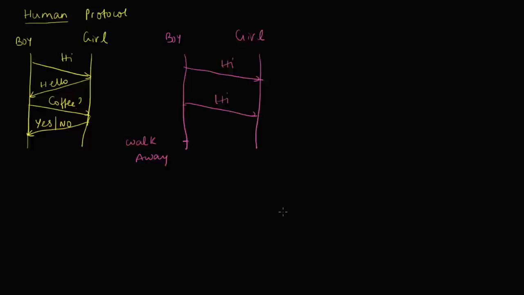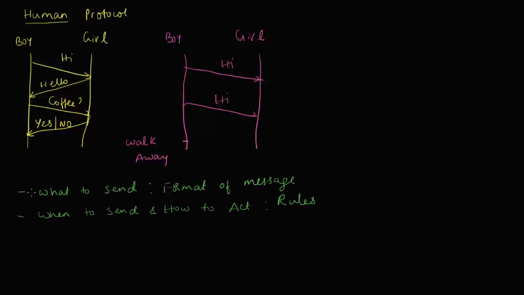So what do you think this human protocol is defining? It's these things. One is what to send, basically the format of the message. This translates to the human language with its sentence structure, and so on and so forth. The other thing that it defines is when to send and how to act. If you see, the boy asked the question, do you want to go for a coffee, only after he got a response from the girl which showed that she was interested in him. Similarly, the boy walked away only when he concluded that the girl was not interested in him. So these are the rules of the protocol: when to send a message or how to act based on the contents of a message.